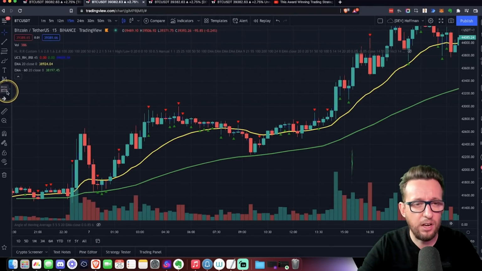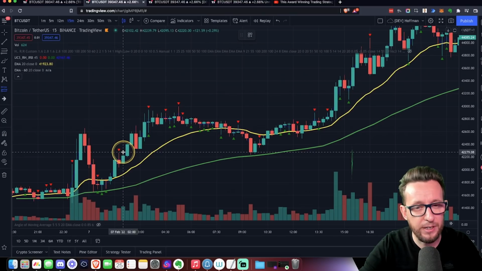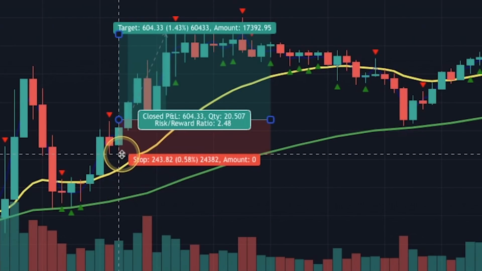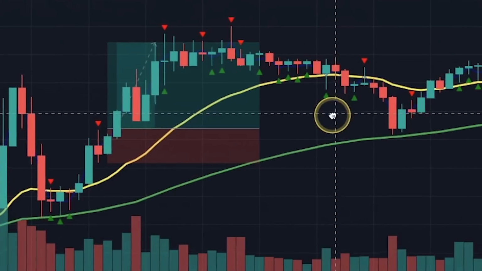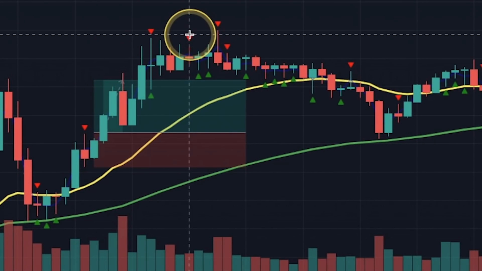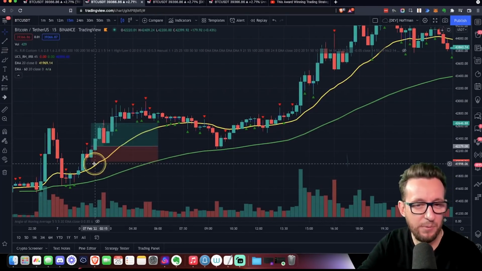So let's put this as our first entry. Now the actual entry is just slightly above the height of that candle, so we're going to put it here as an order, and we're going to add our stop loss just at the low of that candle. The risk to reward will be 1.51. That's close enough. It's going to be 1.5 in the code.